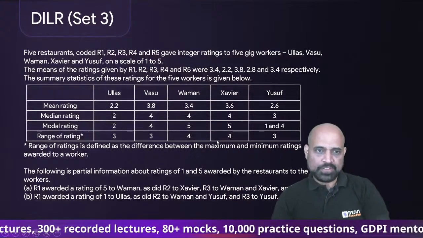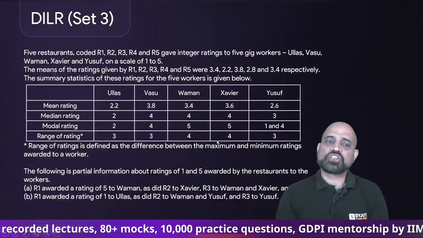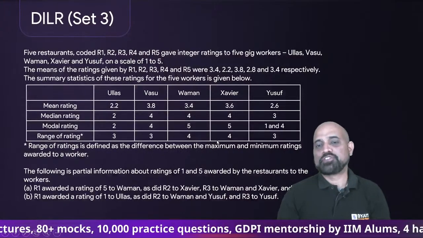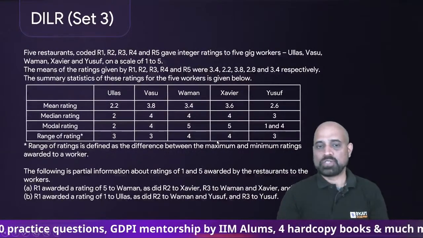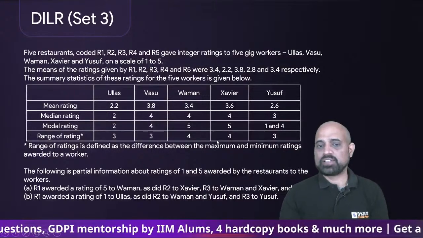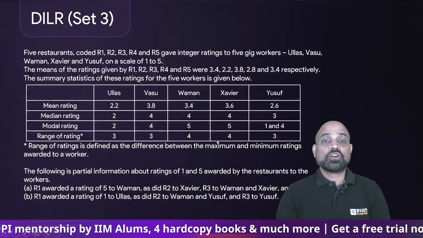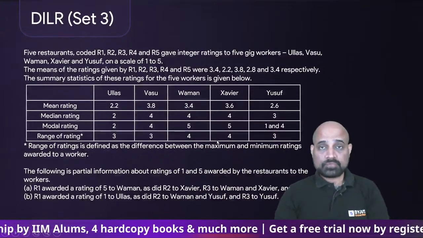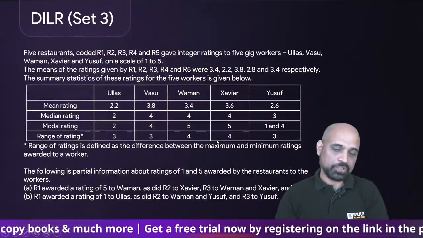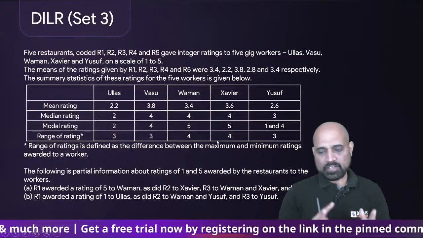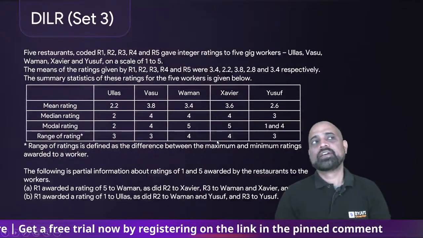It is already given. The following is partial information about ratings of 1 and 5 awarded by the restaurants to the workers. R1 awarded rating of 5 to W as did R2 to X and R3 to W and X and so on. So this is a pretty simple set. If you have done mean, median and mode before, there is no formula to be brought in here. आपको थोड़ा सा hit and trial करना है.